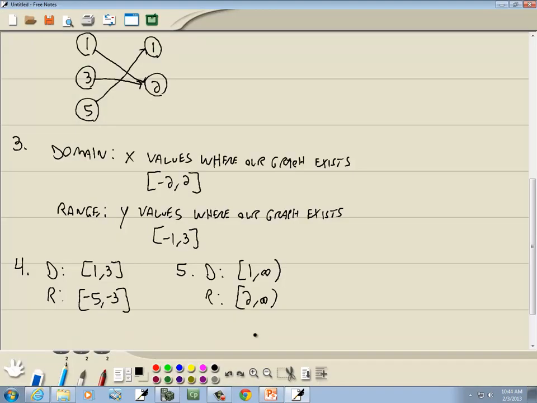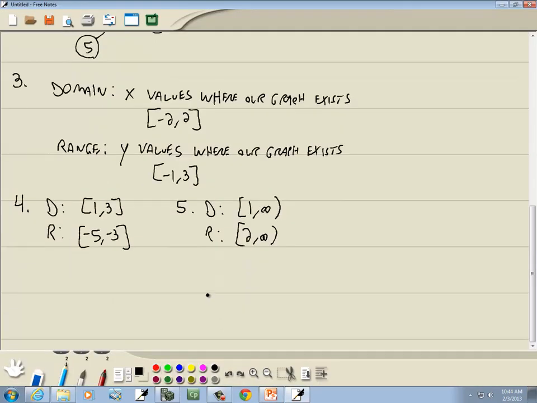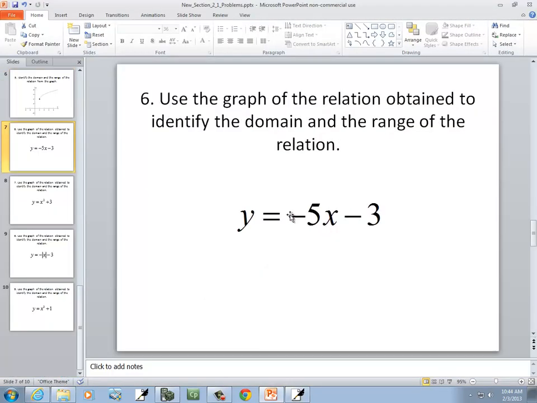Pretty sure I got these. I probably don't even need to save this page. I think I could probably do all of these on this, to be honest. Next one tells us to use a graph to determine the domain and range.